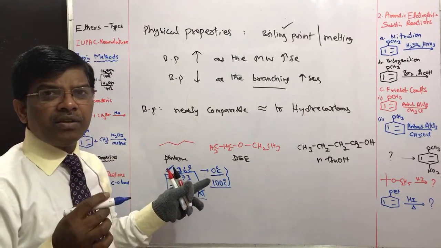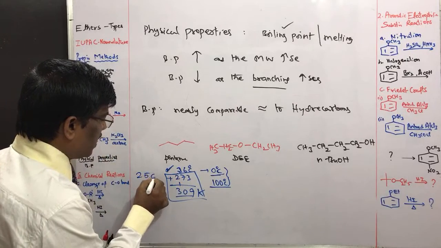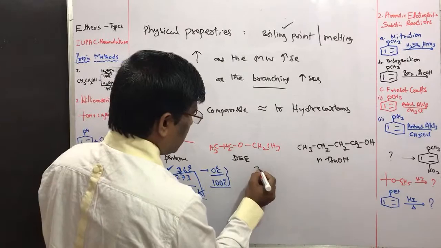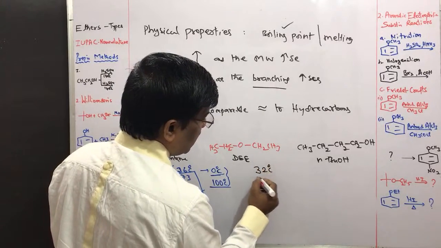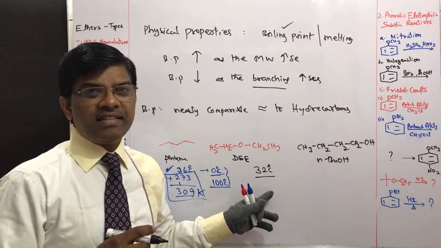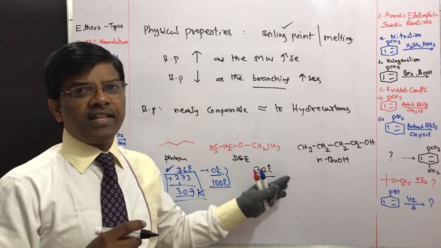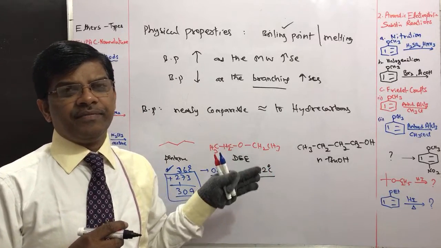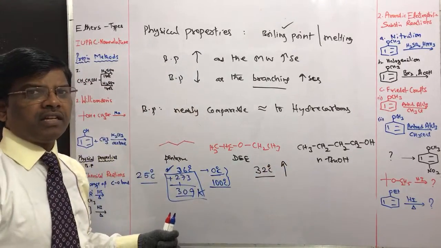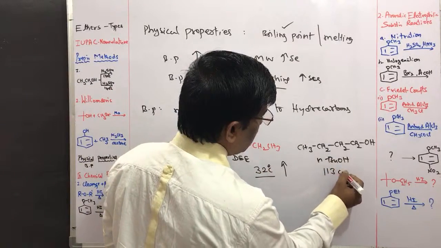It is just above room temperature. The room temperature is usually 25 degrees centigrade. And diethyl ether boils at 32 degrees centigrade. That means at room temperature you have to keep it cold. Diethyl ether should be stored in a refrigerator at 5 degrees centigrade. Otherwise, it slowly evaporates at room temperature. When it comes to N-butanol, its boiling point is about 113.